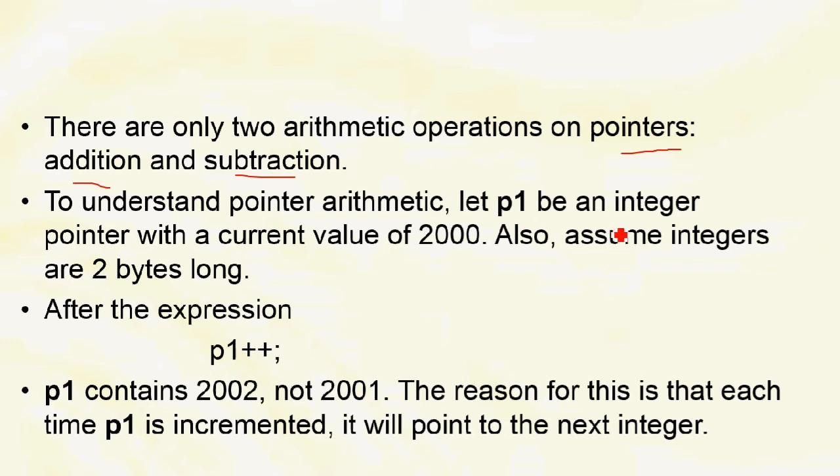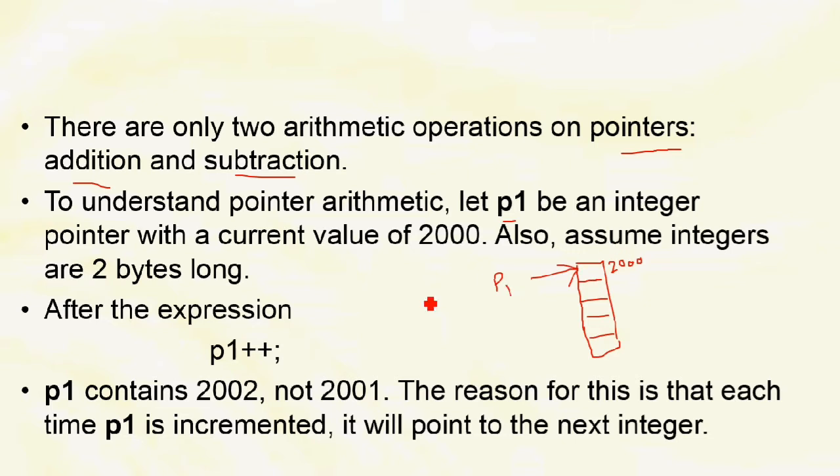P1 is an integer pointer with a current value of 2000. Consider this a memory. Memory is divided into fixed size cells like this, and each location contains an address. For example, this location contains the address 2000, and that 2000 is now pointed to by P1. So pointer P1, an integer pointer, has the current value 2000, and it points to the location 2000.